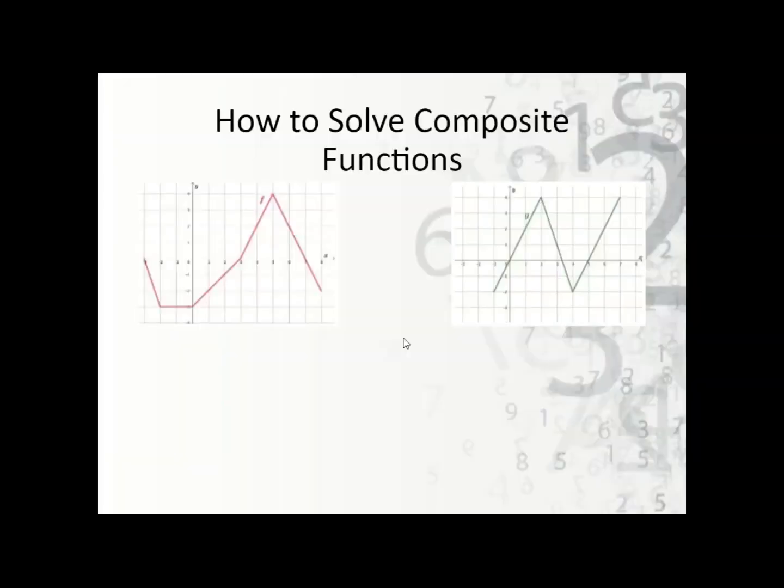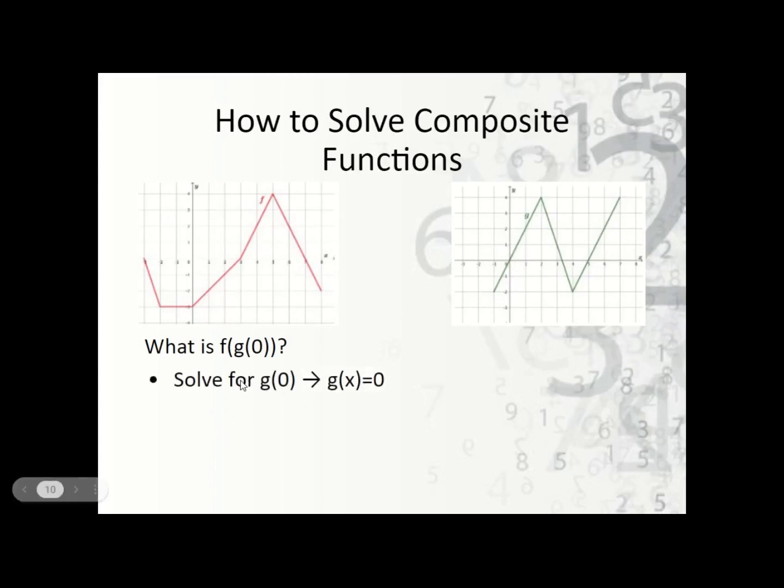Now, how do we solve composite functions? So if we're given something like this is f and this is g, and I want to know what is f of g of 0. Well, what that really means is I'm going to solve for g of 0. So whatever's in the innermost parentheses, that's what I do first. So when I do that, I find g of 0, which is 0.